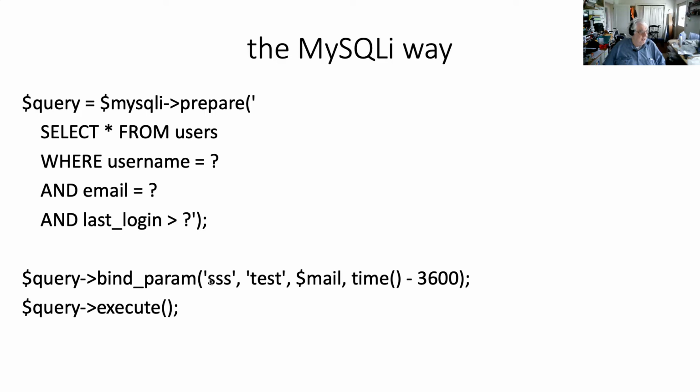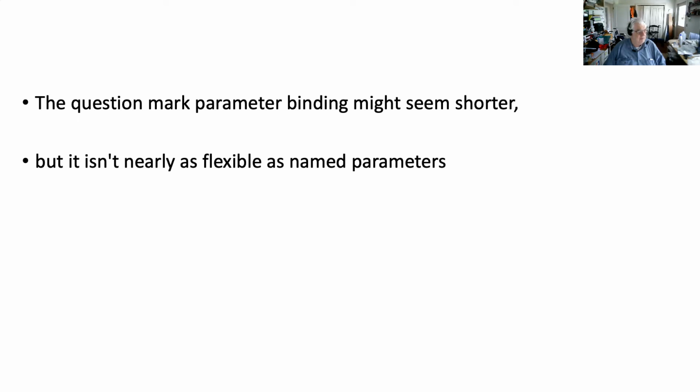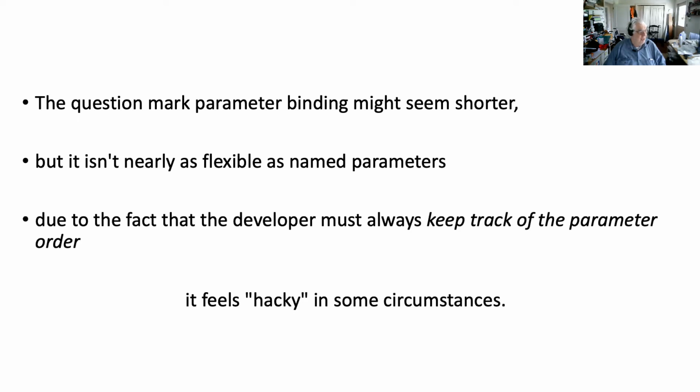So username might be SS, but I doubt that test is the email. I would bet that mail is the email, and so you're going to try to pass test into email, and it's not going to be real happy with that. And then you execute it. And so the question marks parameter binding might seem shorter, but it isn't nearly as flexible as named parameters. And due to the fact that the developer must always keep track of the parameter order, it feels hacky in some circumstances, and you can get in deep trouble.